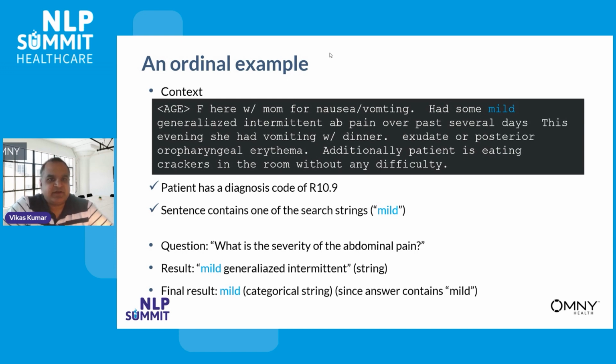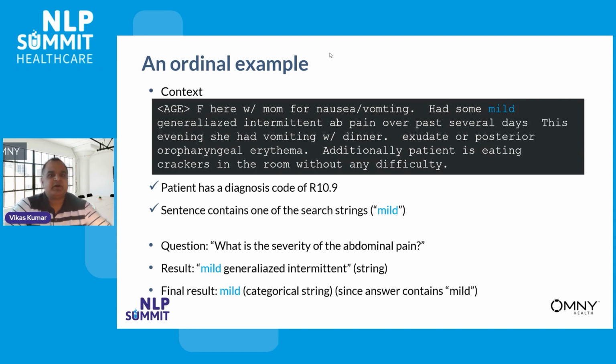Had some mild generalized intermittent abdominal pain over the past several days. This evening she had vomiting with dinner, exudate or posterior oropharyngeal erythema. Additionally, the patient is eating crackers in the room without any difficulty.